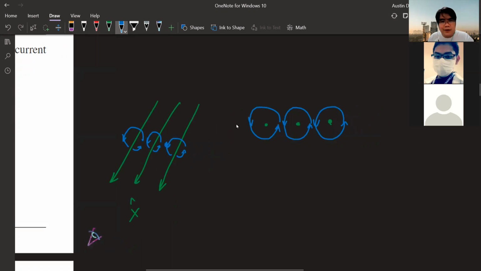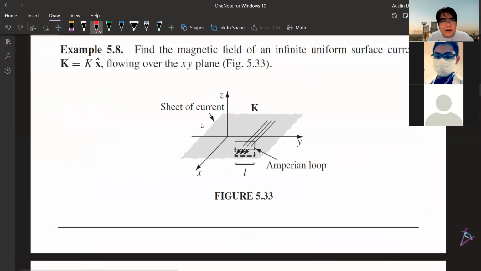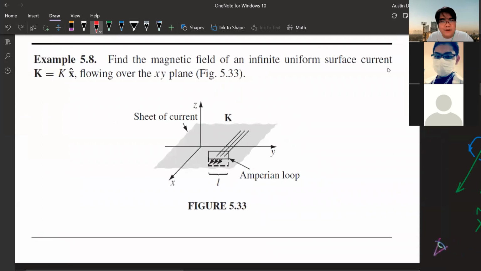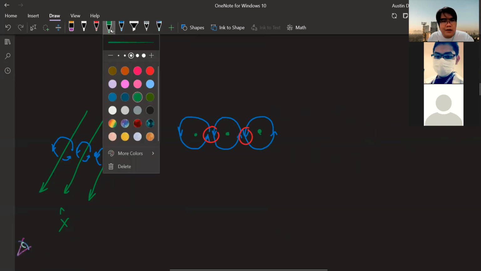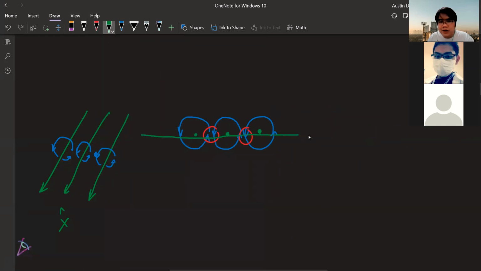Okay. So, at these points, zero lang sila. Nagka-cancel lang yung mga yan. And since yung system natin is an infinite uniform surface current, imagine this as tuloy-tuloy lang siya, tuloy-tuloy lang yung current mo. So in essence, ang mabubuhay lang na field is yung nasa taas, at yung nasa baba.